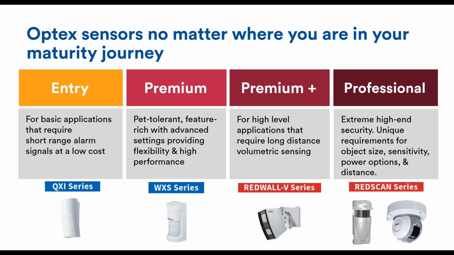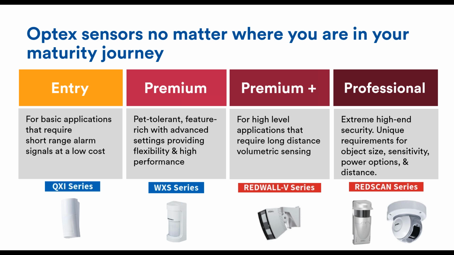Yeah, so no matter where you are in your maturity journey, we have sensors that meet your level of sensing. So whether you're in an entry level where you have a basic application, short range, you just want an alarm signal at a low cost, we have a ton of sensors in this range. And then when you scale up to the premium level, we have additional features, like pet tolerance or other advanced settings for masking or sensing changes that you want in different areas. So we have high performing sensors in that premium area.